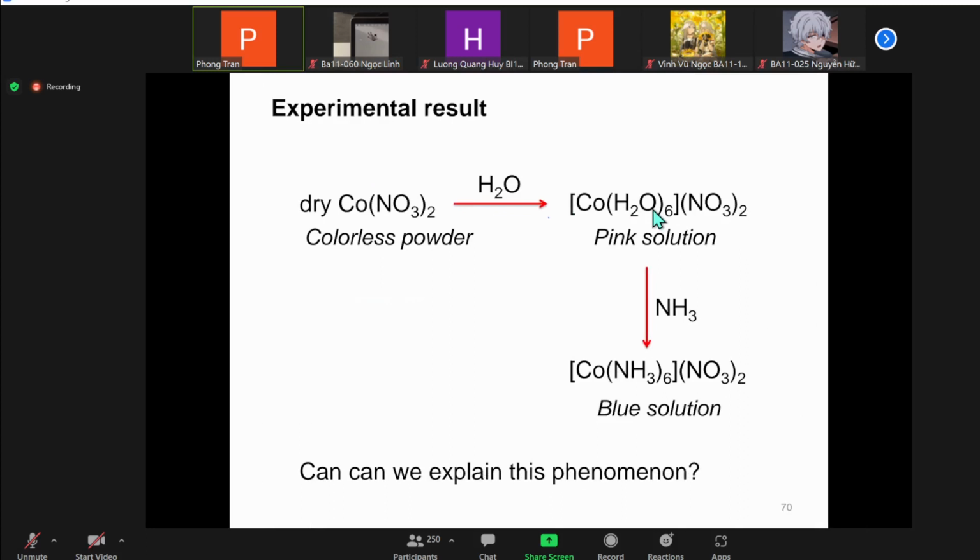Now, a little bit more chemistry. So here is an experimental result. Observation. If I take the cobalt nitrate powder, dry, without any water vapor, this compound is colorless powder. I pick up this powder, I dissolve it in water, I'm going to observe a pink solution. Then to this pink solution, I add NaN3. The color changes from pink solution to become brown or blue color.